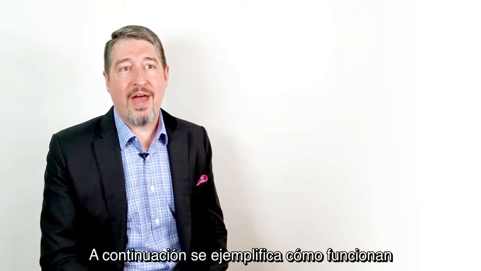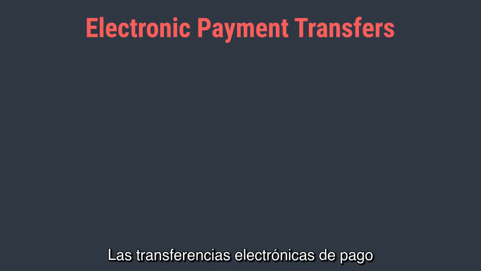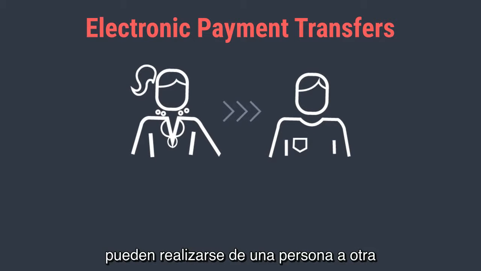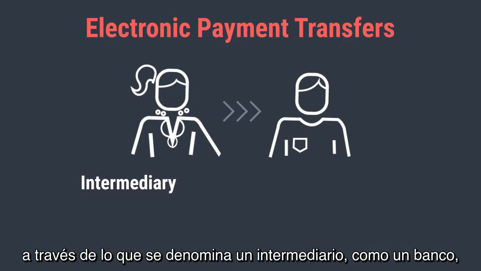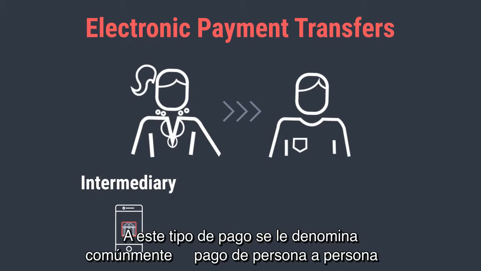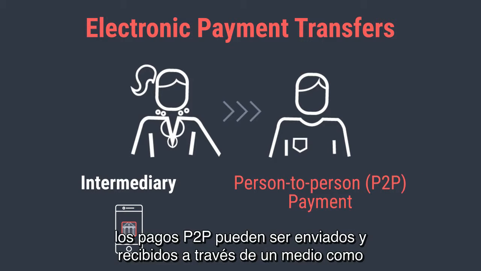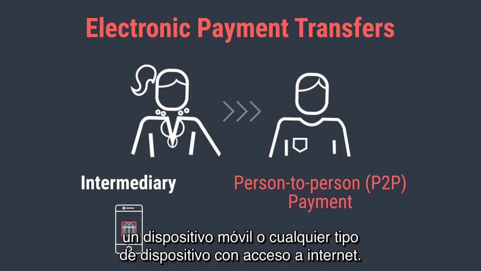Here's an example of how digital payments work. Electronic payment transfers can be made from one person to another through what's called an intermediary like a bank using a payment application. This type of payment is typically referred to as a person-to-person or P2P payment. P2P payments can be sent and received via something like a mobile device or any type of internet-enabled device.